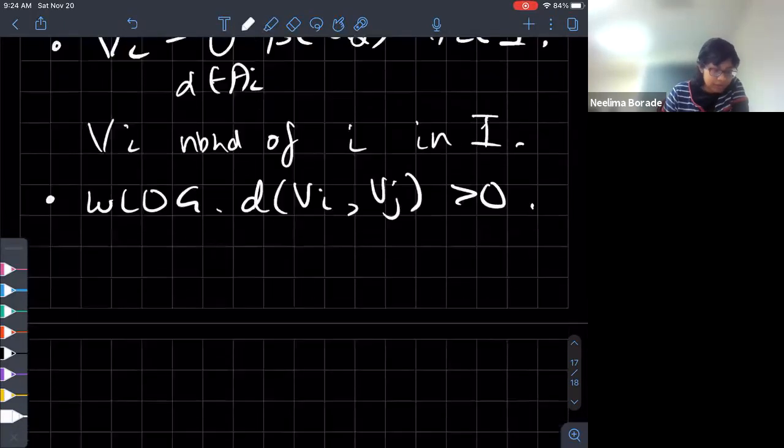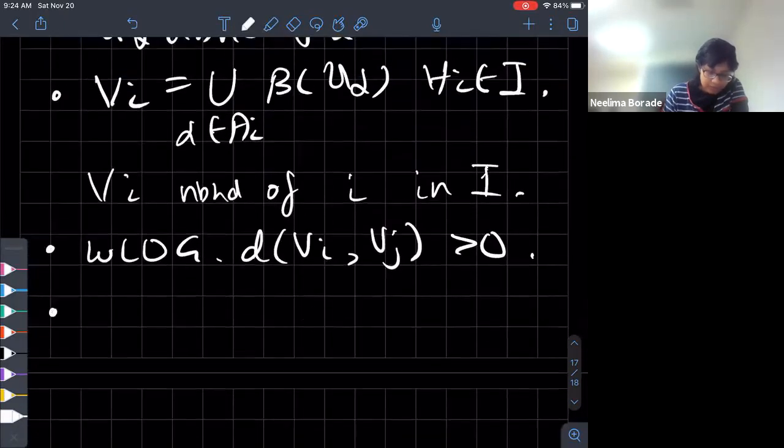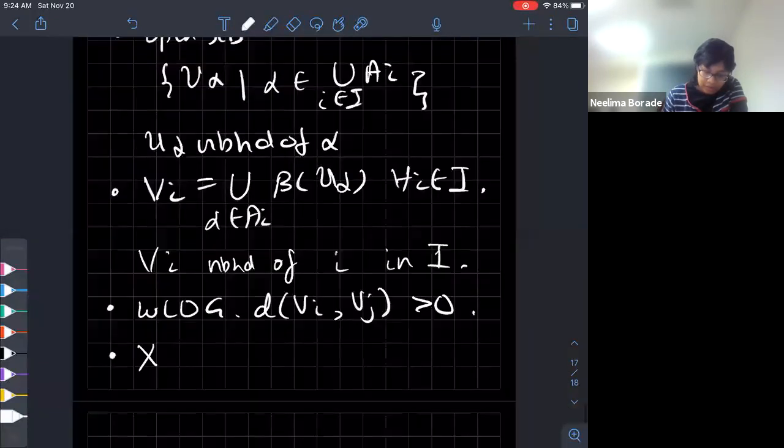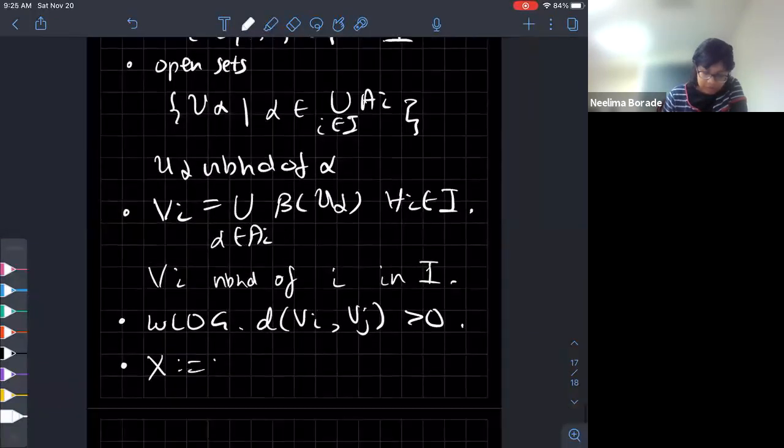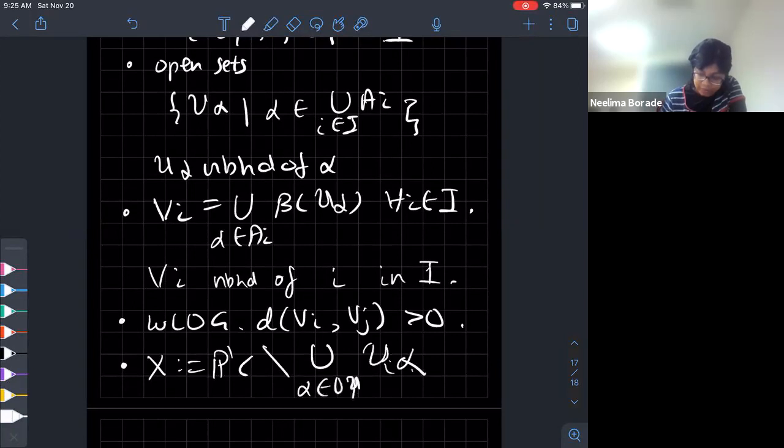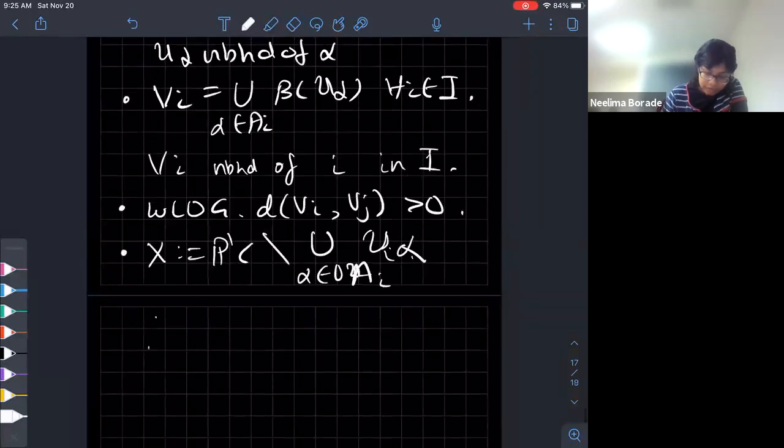And then we'll define these two sets. So we'll define X to be the difference of P1C with the union of the neighborhoods. So we take away all the U alphas. We want to avoid that area. Okay. And then we define Y, where you take away all the V's.